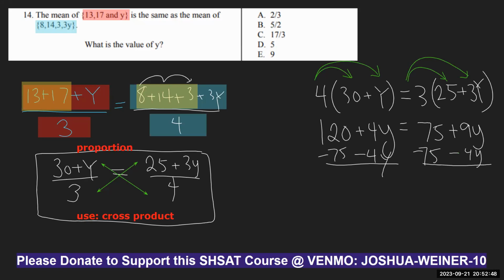And then the 4y's cancel. 4y minus 4y is 0. 75 minus 75 is 0. And we have a new balance to write on the left side and the right side. On the left side, 120 minus 75 is, well, let's borrow, make that a 10, 5. 11 minus 7 is 4. 9 minus 4 is 5y. So 45 is 5y. Dividing by 5, 5's cancel, and 9 equals y.